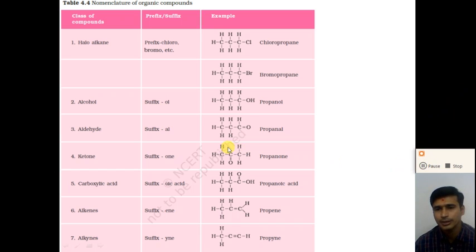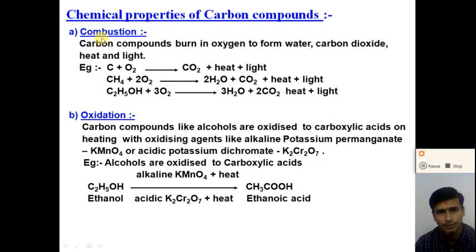So dear student, I hope that you understand how the nomenclature of the carbon compound can be done. Now dear student, let us see the chemical properties of the carbon compound, right? Of the chemical properties of the carbon compound, the first chemical property is combustion, right?